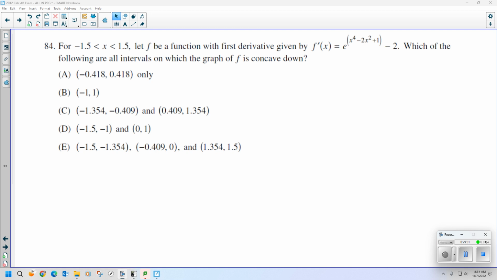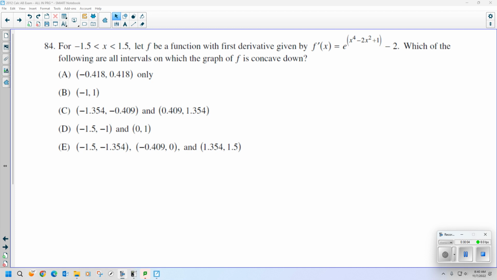84. The last one, and we're done with this video, thank God. 84 reads, for an x value between negative 1.5 and 1.5, let f be a function with the first derivative given by f prime of x equals e raised to the x to the fourth minus 2x squared plus 1 minus 2. Which of the following are all intervals on which the graph of f is concave down. Calculator problem, because look at all those responses.